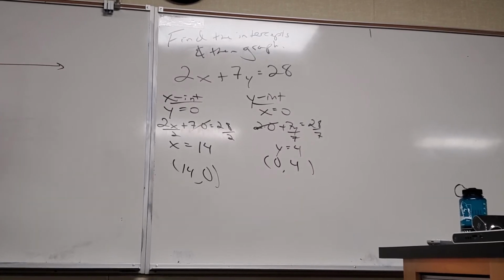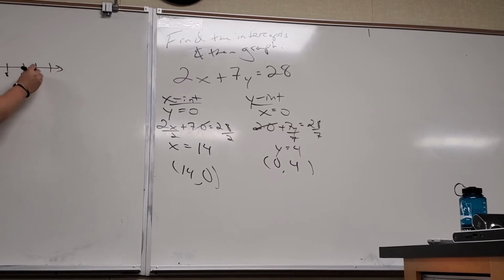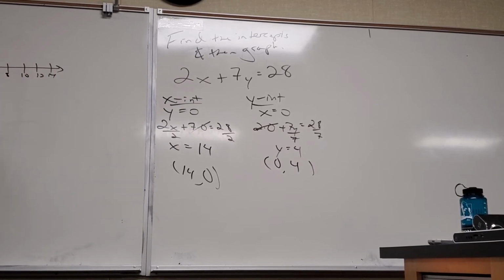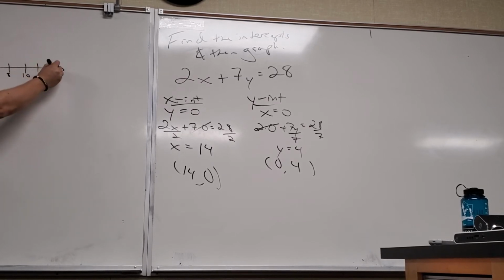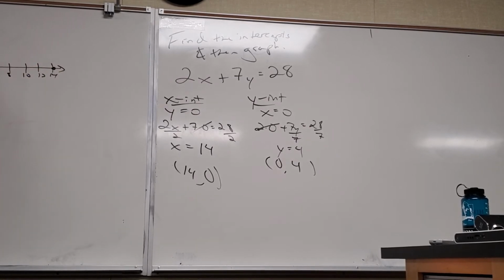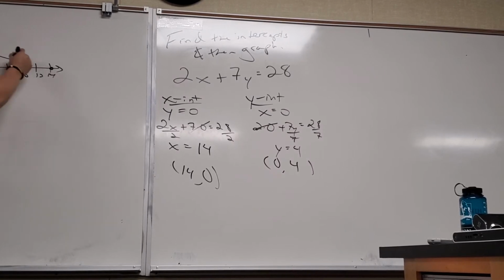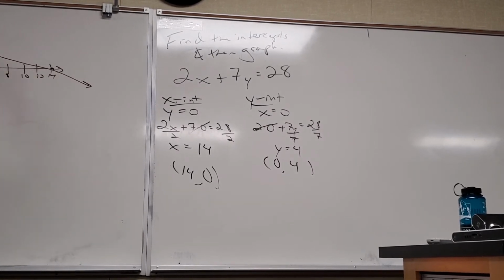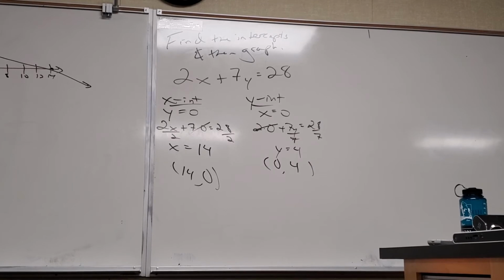So, yeah, 2s. 2, 4, 6, 8, 10, 12, 14. Yay. Negative 2, negative 4. That's all I need. So 14, 0, and 0, 4. And then connect them. That's not bad. All right. I think that's a good place to stop.